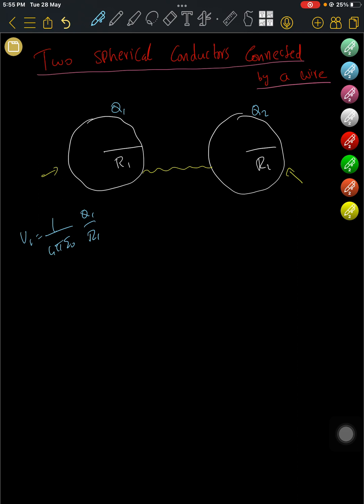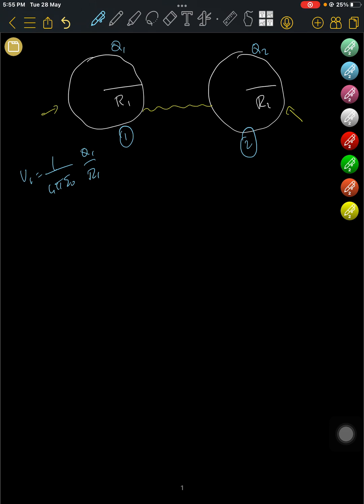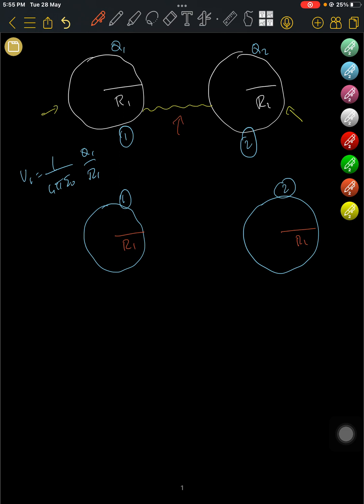If the potential is not the same, then charges will have to flow from sphere number 1 to sphere number 2, or the other way, depending on which has the higher potential and which the lower. This flow, or redistribution of charges, happens until both spheres reach the same potential. Let's say this is sphere 1 with radius r1 and this is sphere 2 with radius r2. After connecting the wire, both spheres will have the same potential, that means the potential of the first one equals the potential of the second one.